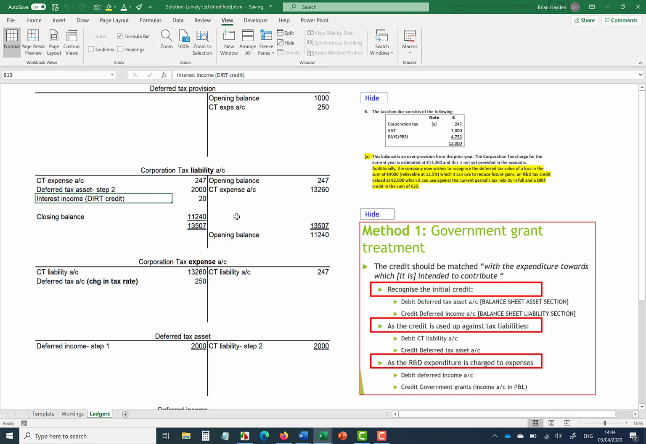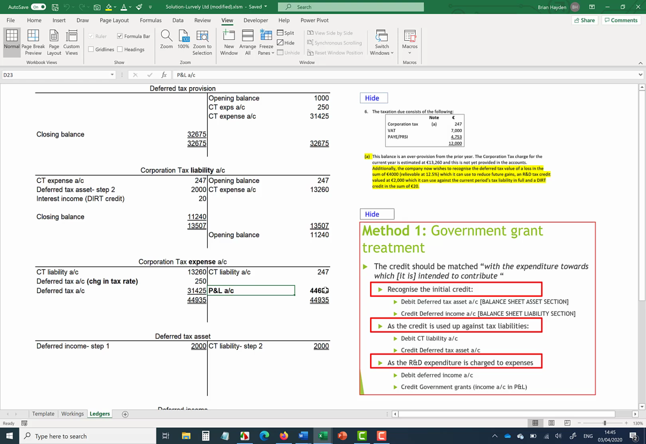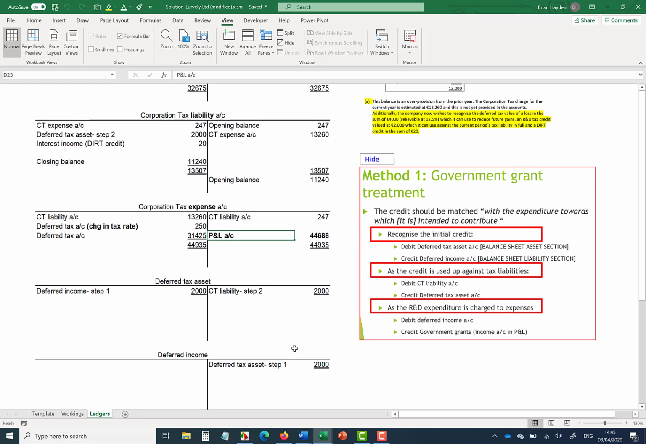On the tax expense account, we need to see the movement on my deferred tax. The desired closing balance we had figured out was 32,675. So this therefore is the movement on that account, 31,425. So I need to increase deferred tax by 31,425 and then debit the tax expense account with the same number. That leaves us with a P&L charge of 44,688. That will be the figure that appears in your income statement directly after profit before tax, 44,688, consisting of tax on profits and some deferred tax consequences and a minor write-off of a prior over provision.